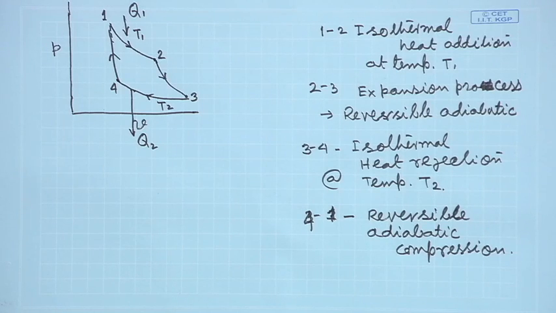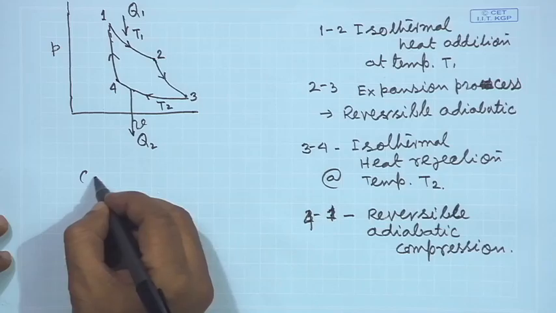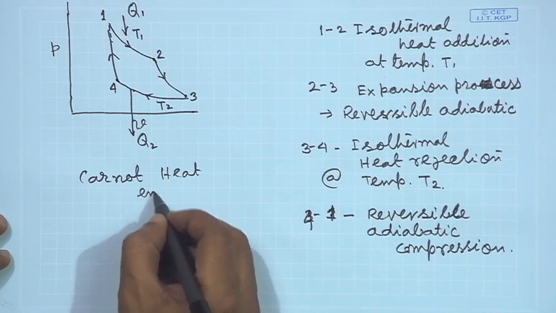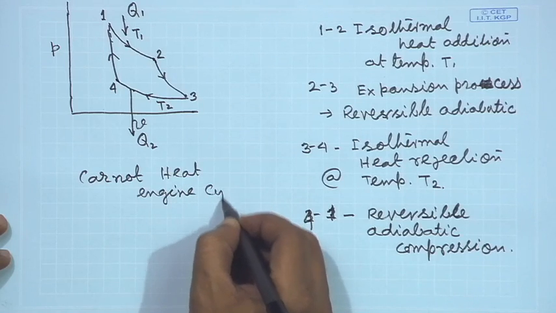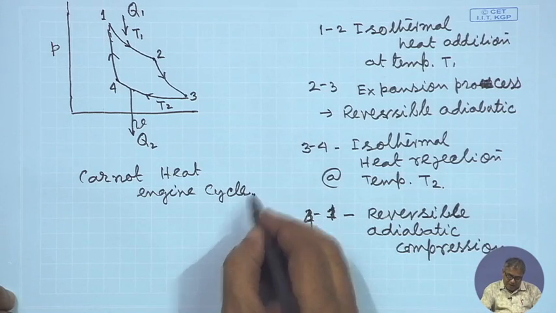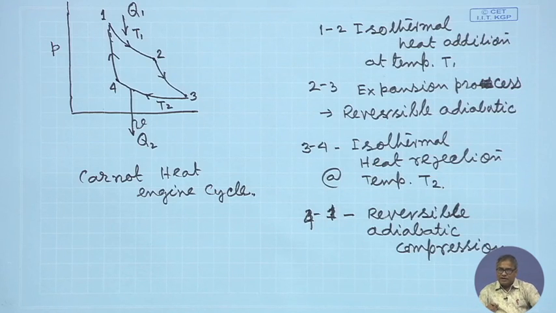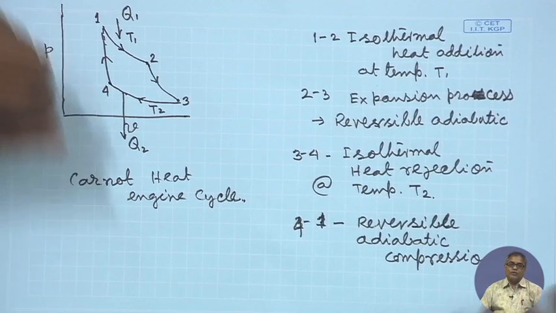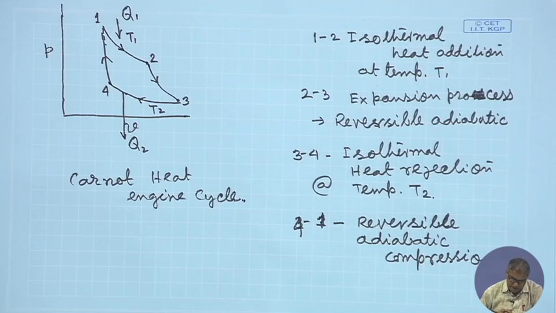So, by this we will complete the cycle, which will be a reversible cycle and is known as the Carnot cycle, Carnot heat engine cycle. So, this is a very important concept and it will be very helpful while we analyze different cycles, and not only that, while we try to take some decision or some sort of design we want to do for a waste heat recovery system. So, this concept will be very useful.